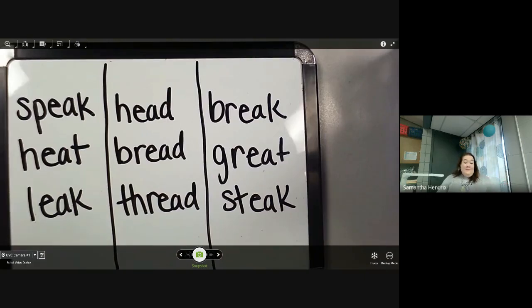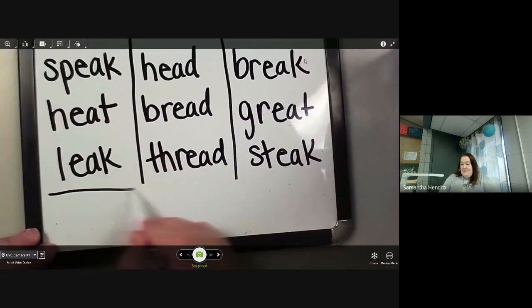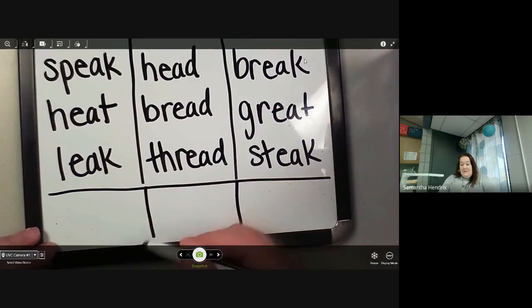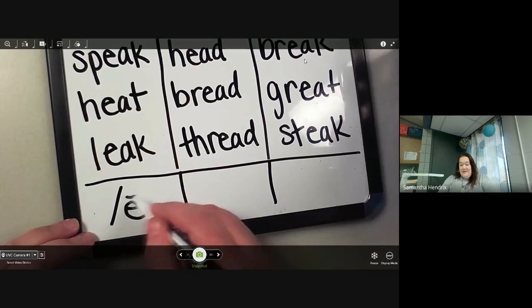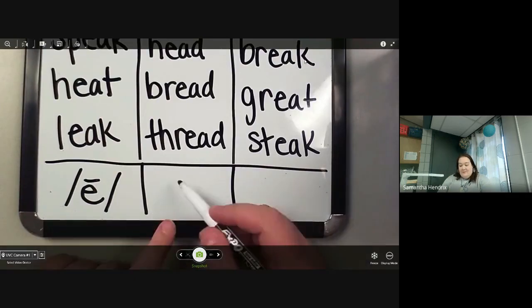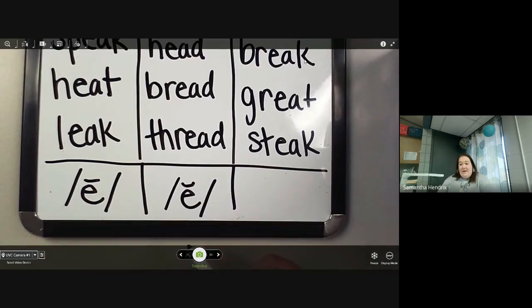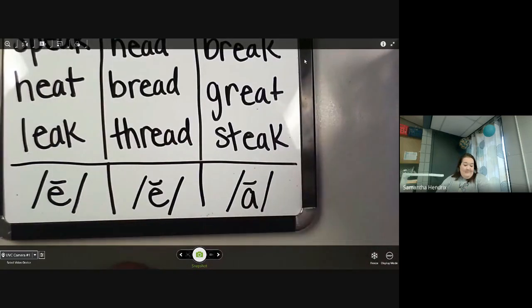So, 3 sounds digraph EA makes. So digraph EA says long E. Remember when we see a letter in the backslash, that's the sound. Okay, so long E. Digraph EA also says short vowel E, eh. And it also says long A. Right? All right. So let me show you our picture cards.